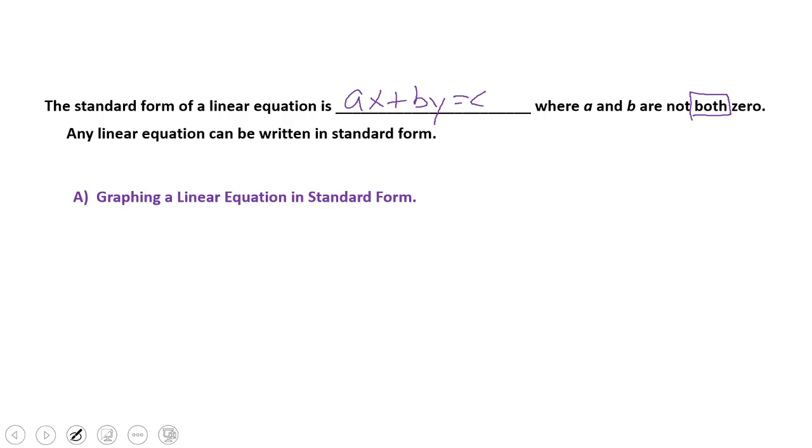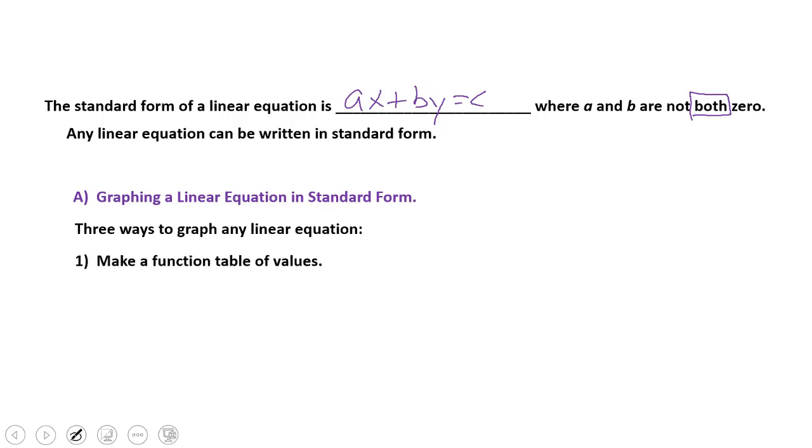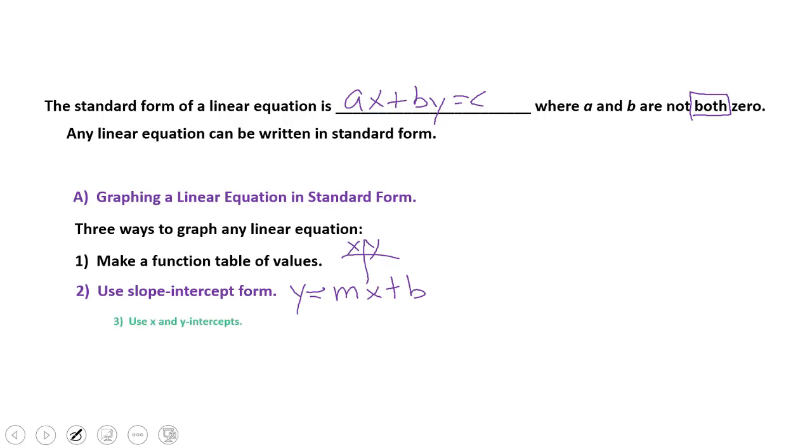And we have discussed that there are 3 ways. Well, we've discussed 2. We're learning the 3rd today. We've already discussed that we can make a function table of values, an xy function table. We've discussed graphing in slope-intercept form, y equals mx plus b. And now in standard form, we call it graphing using the x and y intercepts.